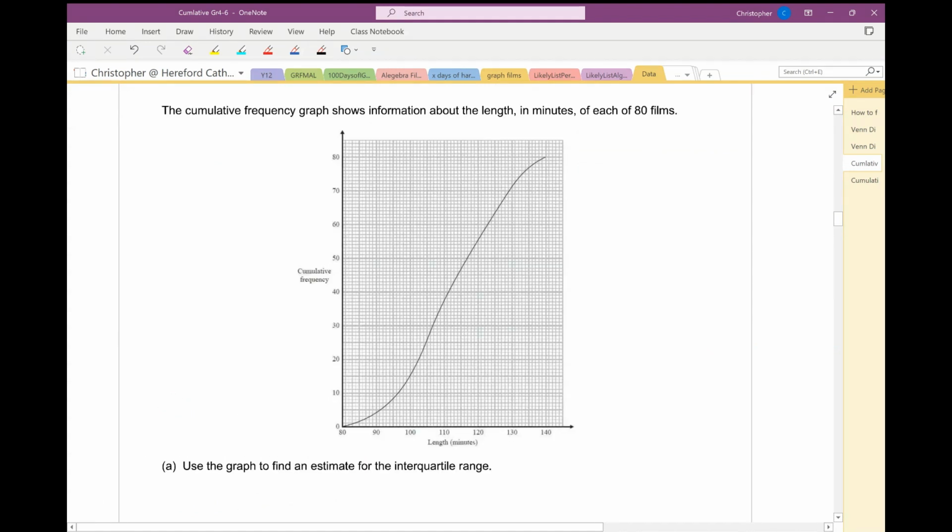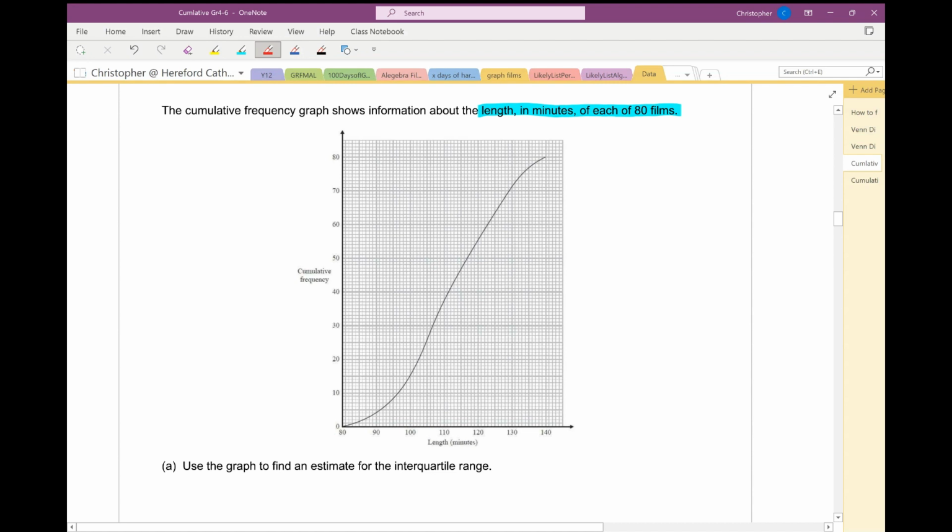Question 3. The cumulative frequency graph shows information about the length in minutes of 80 films. Right, here are the films going up here, all 80 of them. And this is the length of the film in minutes. Okay, use your graph to find an estimate for the interquartile range.